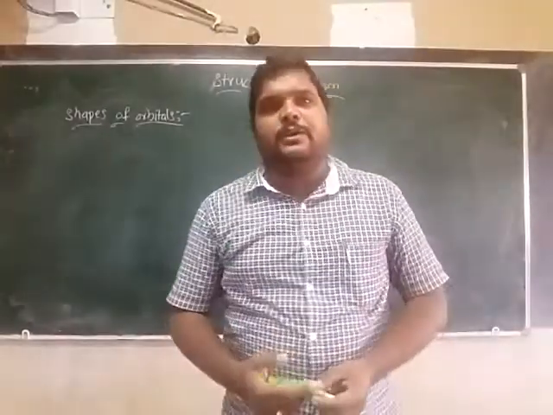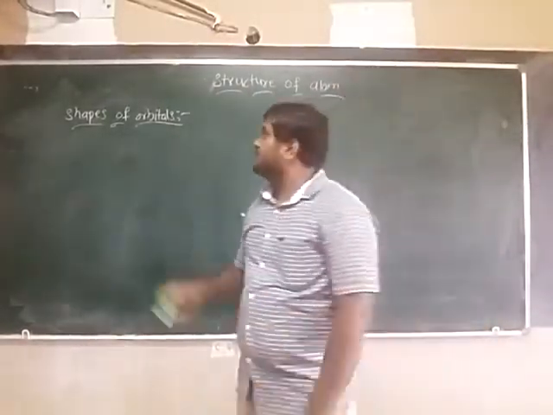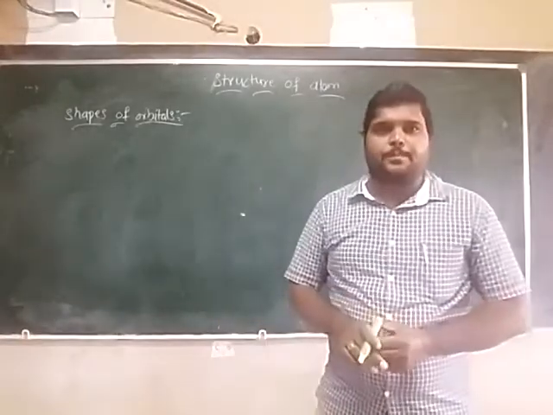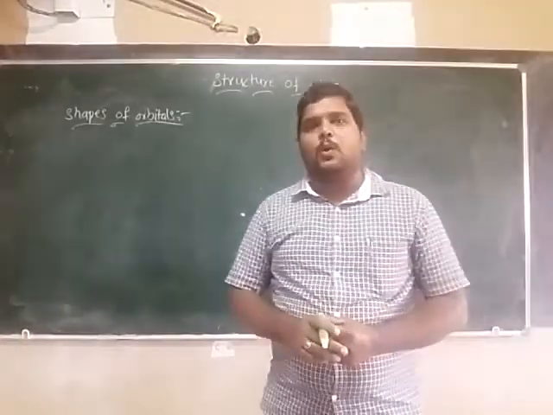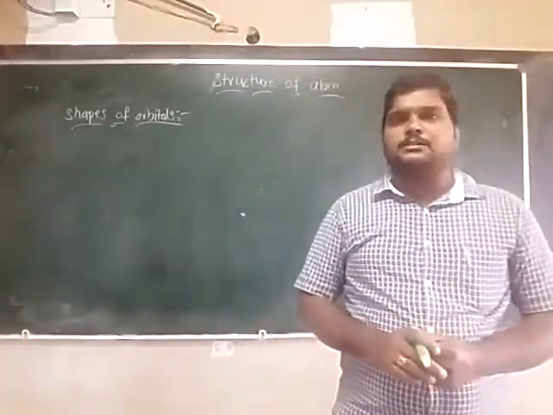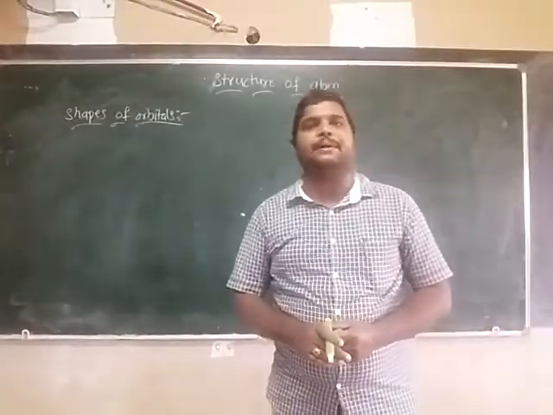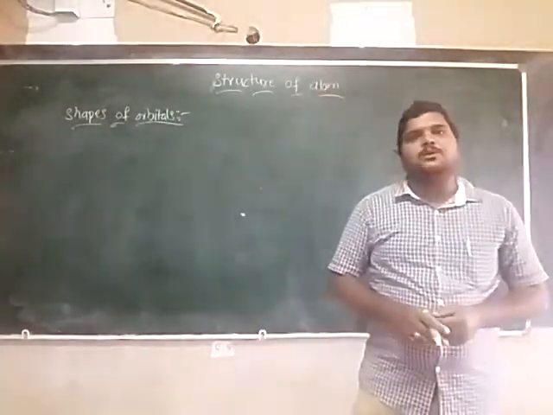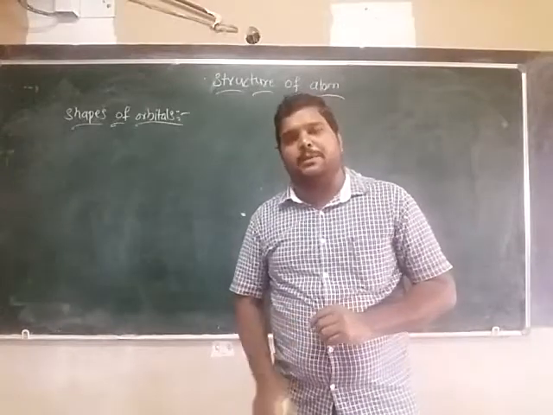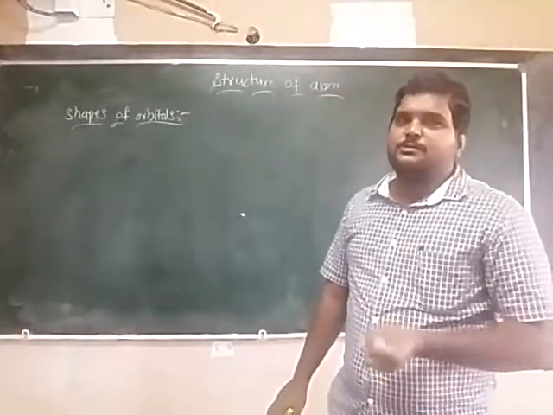Okay, today we are going to discuss shapes of orbitals. In the last class we have seen the quantum numbers: principal, azimuthal, magnetic and spin quantum number. Among them, the azimuthal quantum number explains the shapes of the orbital. So how can we write the shapes of the orbital?